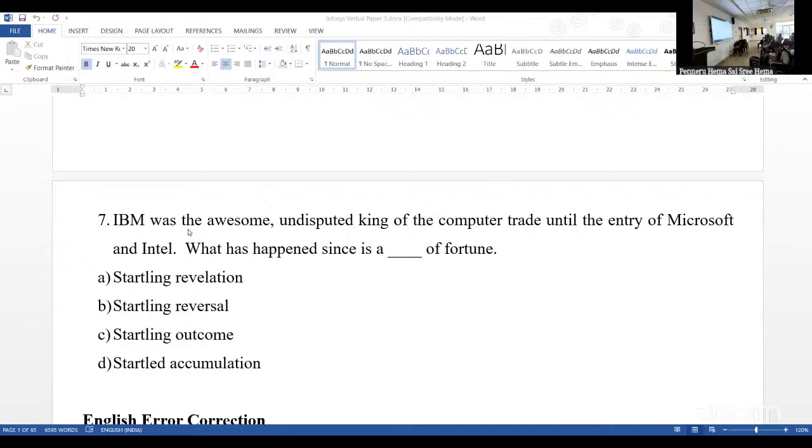IBM was the awesome, undisputed king of the computer trade until the entry of Microsoft and Intel. What are they telling? Until Microsoft and Intel enters, IBM was the king. What happened later? They're asking what happened later. Answer ఏమైంది? అది. So what happened after that? It is a startling reversal.